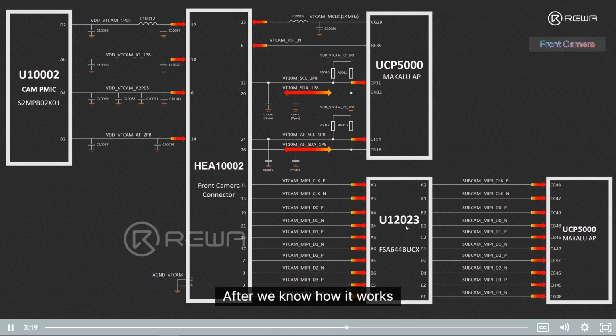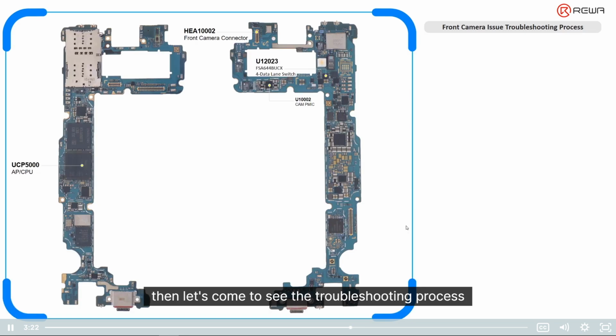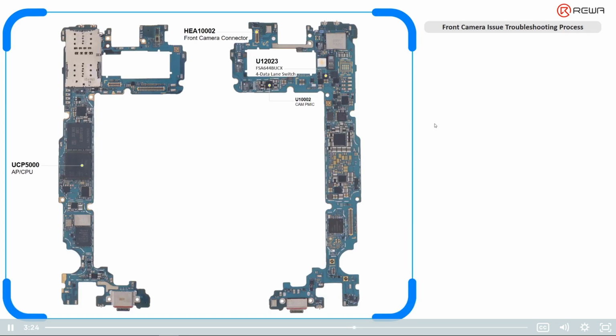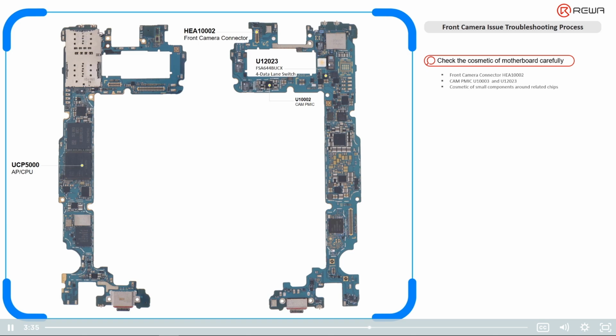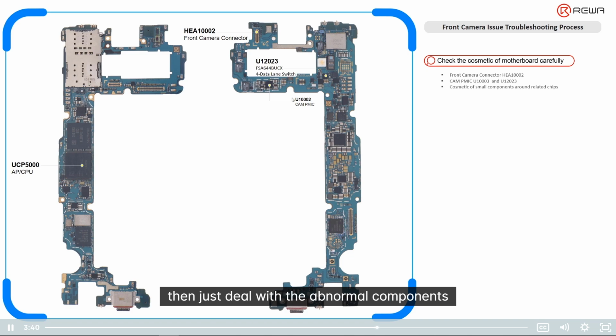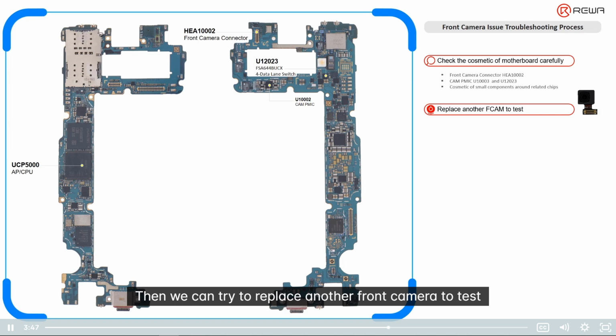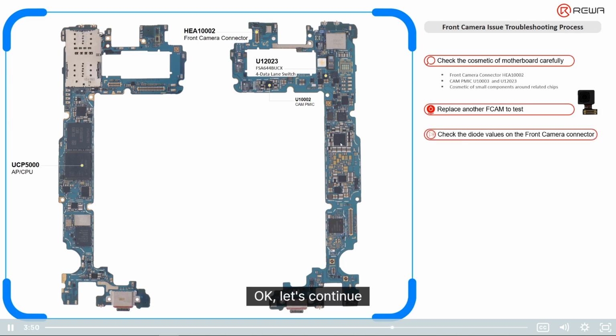Okay, after we know how it works, let's come to see the troubleshooting process for front camera issues. First, it's the same. We check the motherboard very carefully, especially the parts or connectors related to the front camera function. Just check the areas. After checking, if we find anything abnormal, just deal with the abnormal components. After that, if the issue is still unresolved, we can try to replace it with another front camera to test. Okay, continue. If still unresolved, then we can measure the values on the front camera connector.